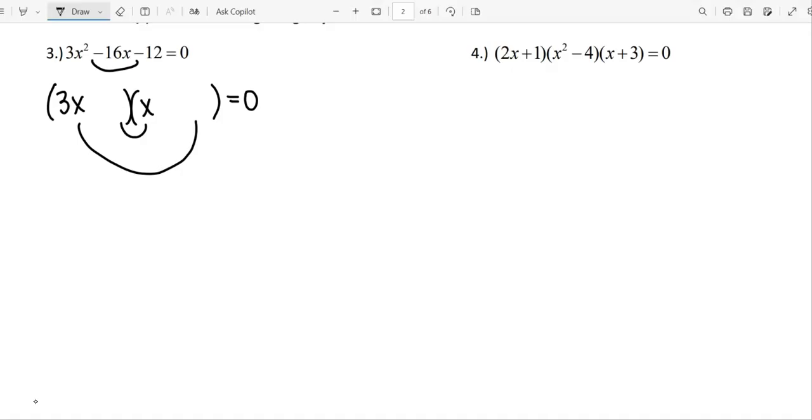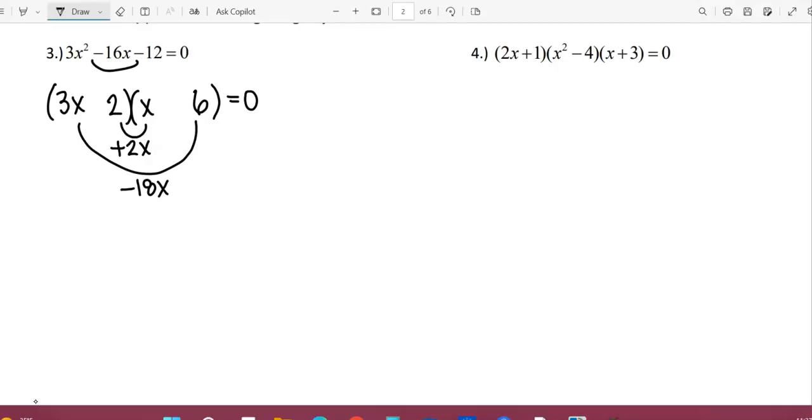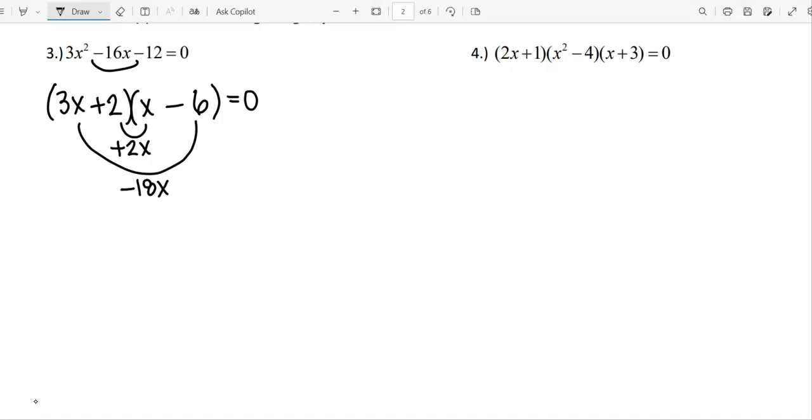6 and 2. Not in that order, right? 2 and 6. That would give me 2x and 18x. How do I get a negative 16? Negative 18 plus 2. So negative 6, positive 2. And then you can't stop here because all you've done is factor it. How do you finish it?